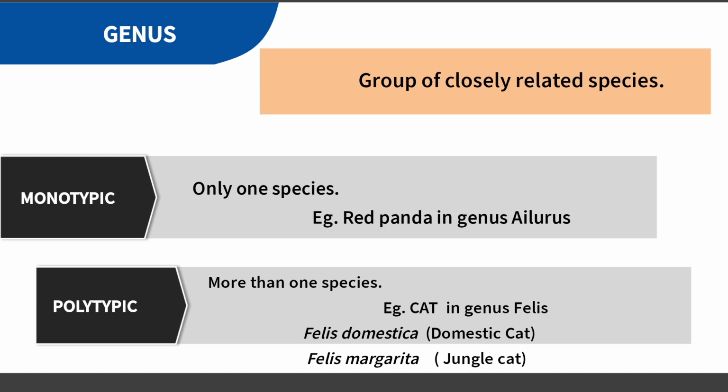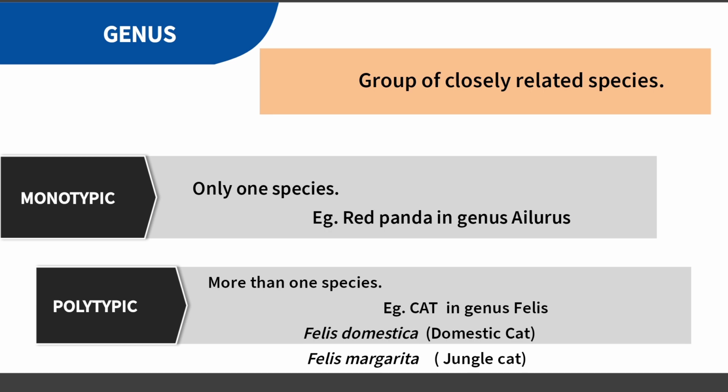So in that genus only one type of species alone is possible, no other closely related species will be there. That is, only one species means a monotypic genus. Example, if you see Ailurus, there is a red panda alone in that particular genus, no other panda can be seen in that genus. So next is polytypic, poly means more. So here you can see more than one species.